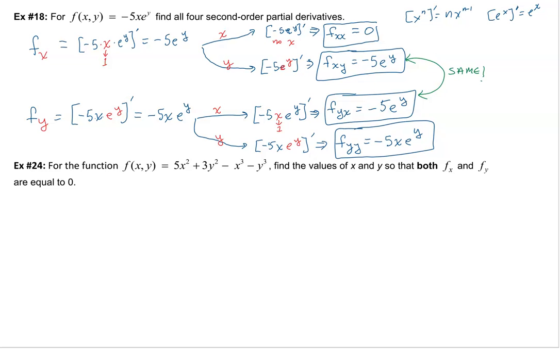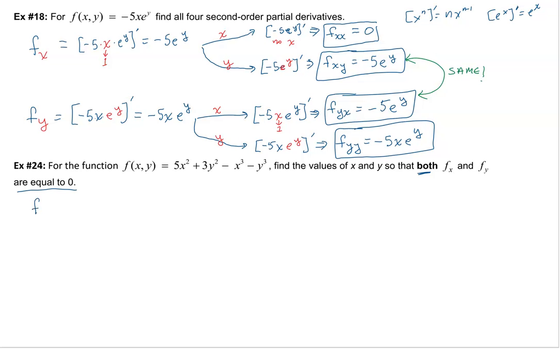Number 24, for the function f of x y equals 5x squared plus 3y squared minus x cubed minus y cubed, find the values of x and y so that both f sub x and f sub y are equal to 0. So we're going to take those first order partials, no second order, and set them equal to 0 and solve and see what happens. All right, here we go.